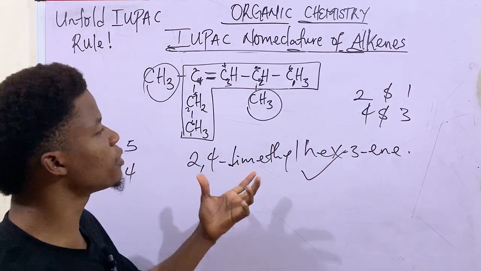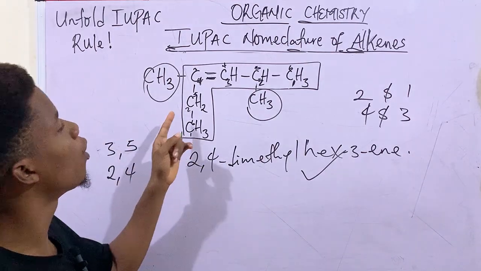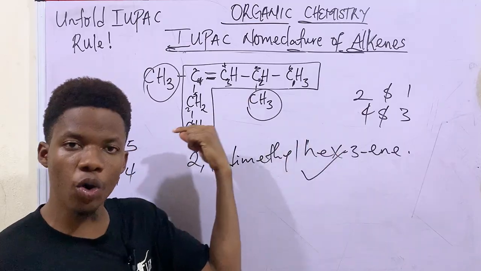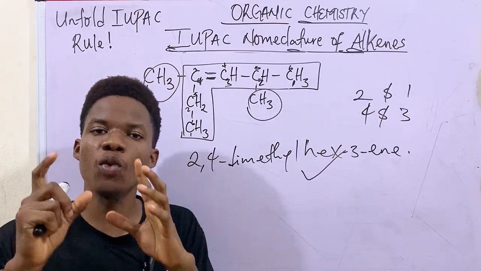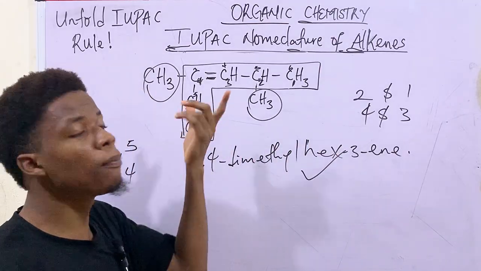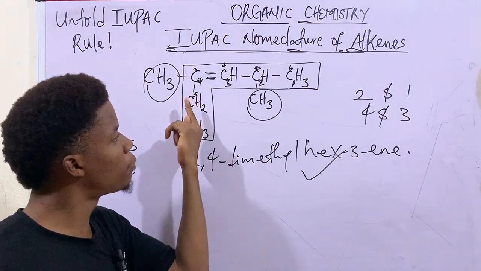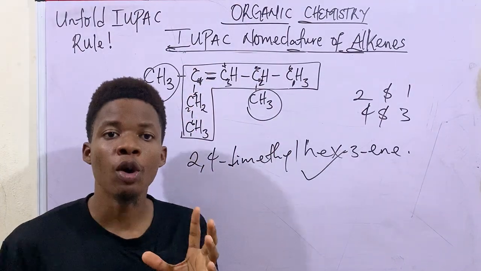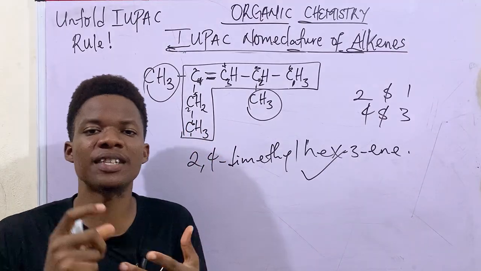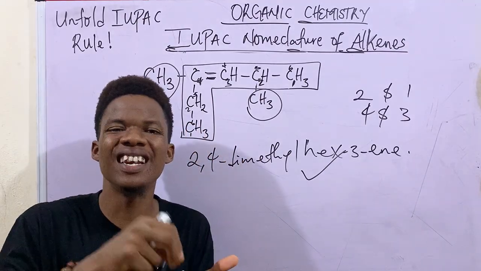Please, this principle only works if your forward and backward numbering gives the same number to the carbons carrying the double bond. Numbering forward gives us 3, 4. Backward like this gives us 3, 4. So when it's like this case, then you pay attention to the side that will give the least possible number to the substituent.